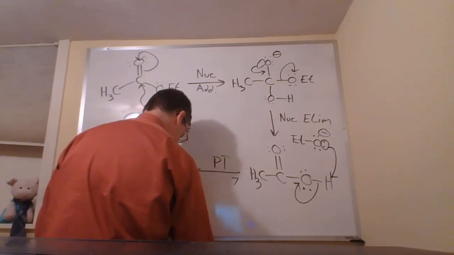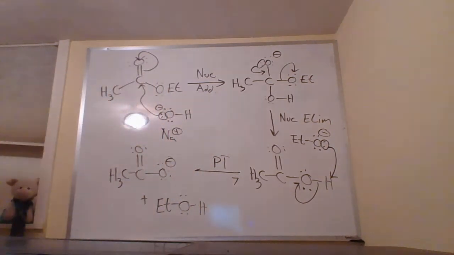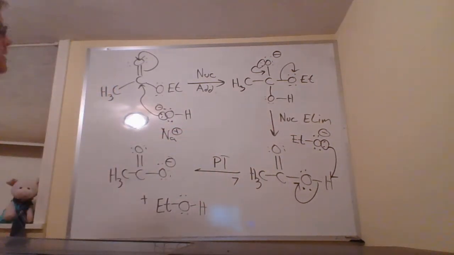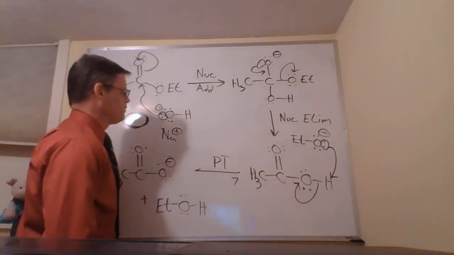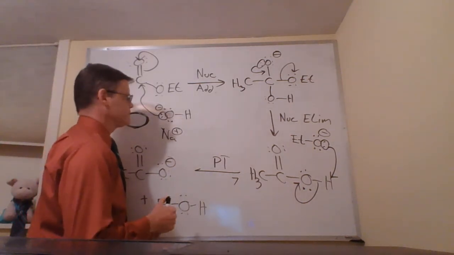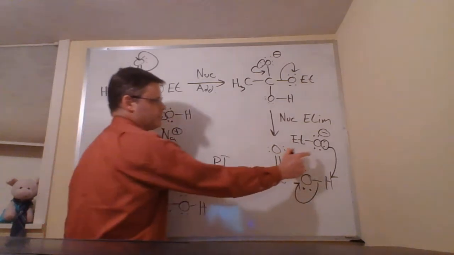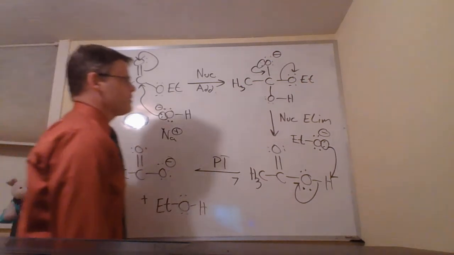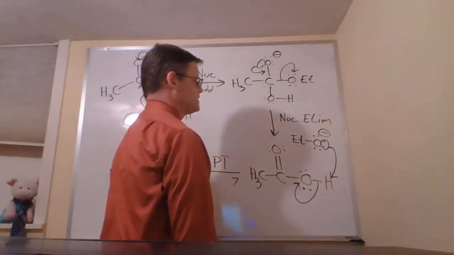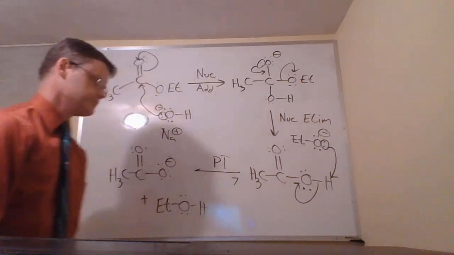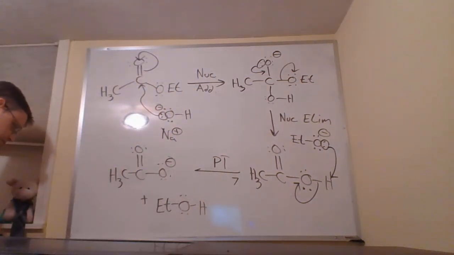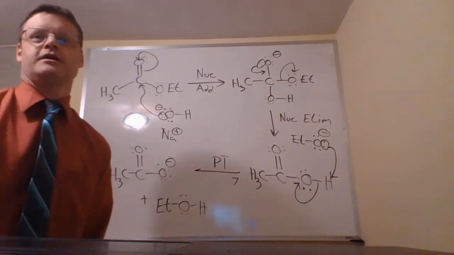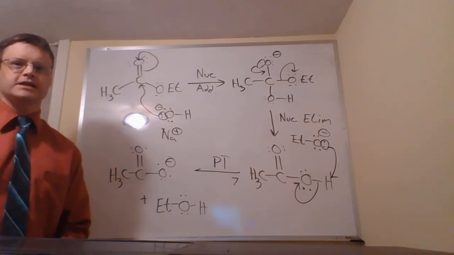Okay, so in summary, we have a nucleophilic addition followed by a nucleophilic elimination followed by a proton transfer. Now you'll note we have two steps here where we're using a base: here we're using a hydroxide, and here we're using ethoxide. And only one step where we're generating a hydroxide or ethoxide. That is why this is a base-mediated reaction and not a base-catalyzed reaction.